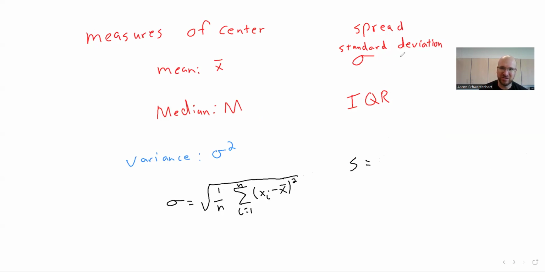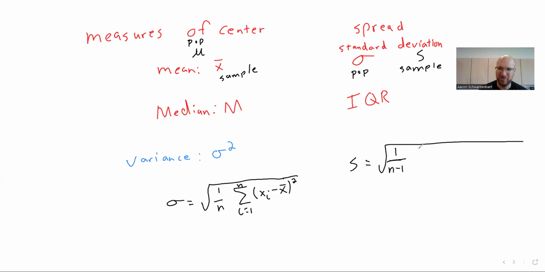S here stands for sample standard deviation, which is slightly different. So technically mu, the Greek letter, is the population mean, X bar is the sample mean. The Greek letter sigma goes with population. This standard deviation is only slightly different. Instead of dividing by the total number of numbers in the set, you divide by one less. Otherwise, everything about this is the same formula.